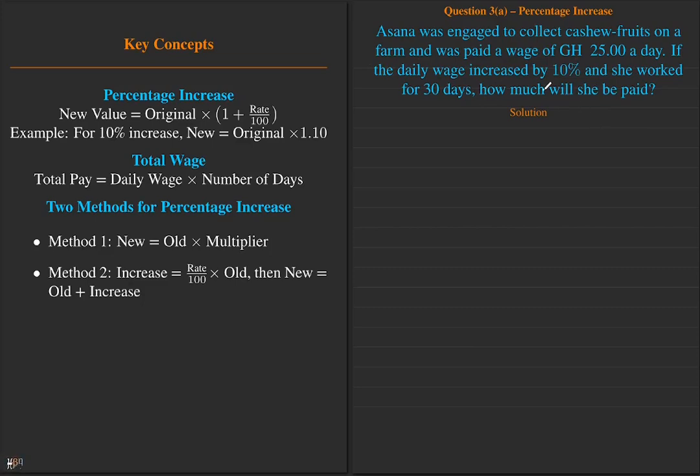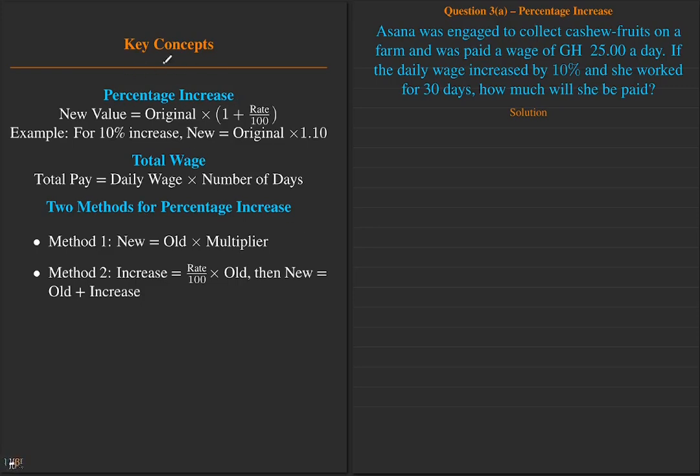Now, this is a question that involves percentage increase. Before we look at it, let's quickly understand this concept. If we understand the concept and then answer the question, however the question is reframed, I'm sure we'll be able to find a way to do it.